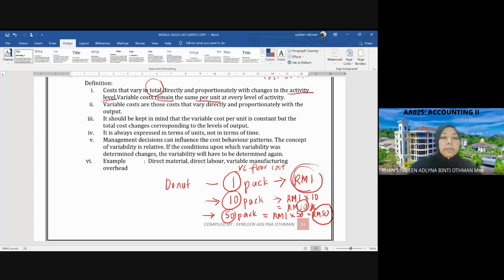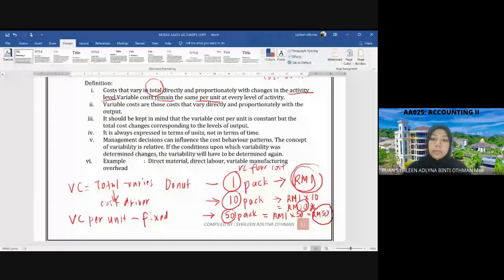So variable cost ni, kalau dia dalam bentuk total, dia varies, dia berubah-ubah. Sebab dia ikut dia punya cost driver. Okay, cost driver di sini is the level of production lah, unit pengeluaran. Tapi kalau variable cost per unit, okay, nilai dia fix ataupun tetap. Okay, sebab kalau kat sini you tengok, my variable cost per unit ialah RM1. Cuma nilai dia bila dalam bentuk jumlah ataupun dalam bentuk total akan jadi berbeza-beza bergantung kepada level of activity.